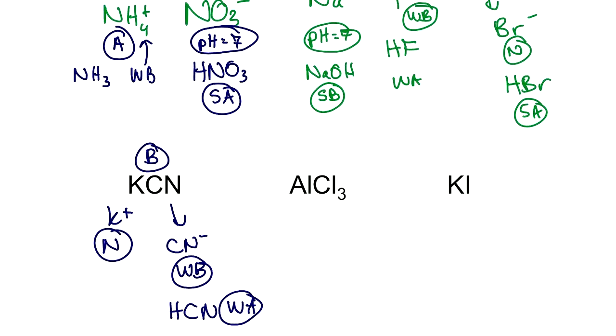All right, aluminum chloride. So if we split this up, we get aluminum 3 plus and chloride minus. So let's do the easy one first. Chloride minus, is that going to be acidic, basic, or neutral? Neutral. Why is chloride minus neutral? Because it comes from HCl, which is a strong acid.